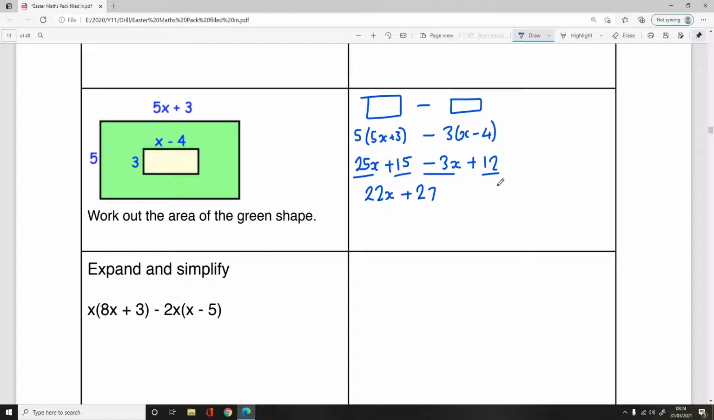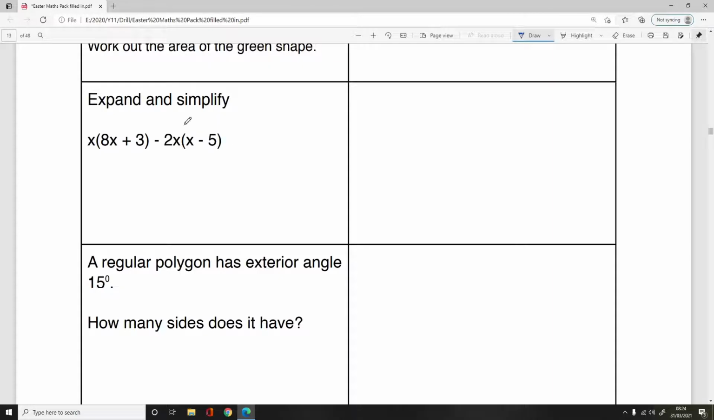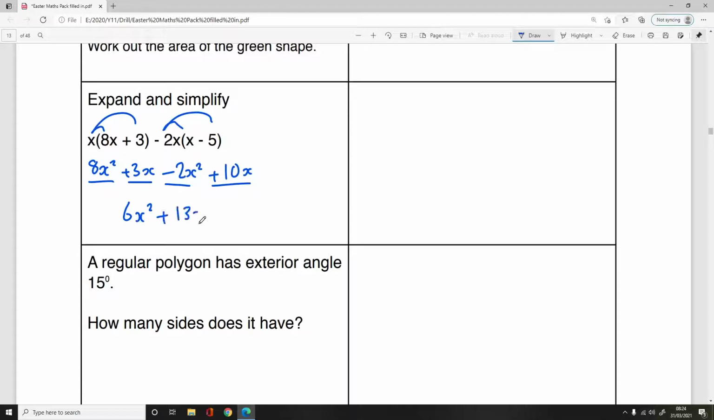If we then said n is equal to something, we could have an equation to solve, but it just wants the area. Okay, and again, you've got an expand and simplify here. 8x squared plus 3x, and then again, we're timesing it by minus 2x here. So this will be minus 2x squared plus 10x. Again, just be careful. Okay, then simplify it together. 8x squared minus 2x squared, that's 6x squared. 3x and 10x, that is 13x. Job done.